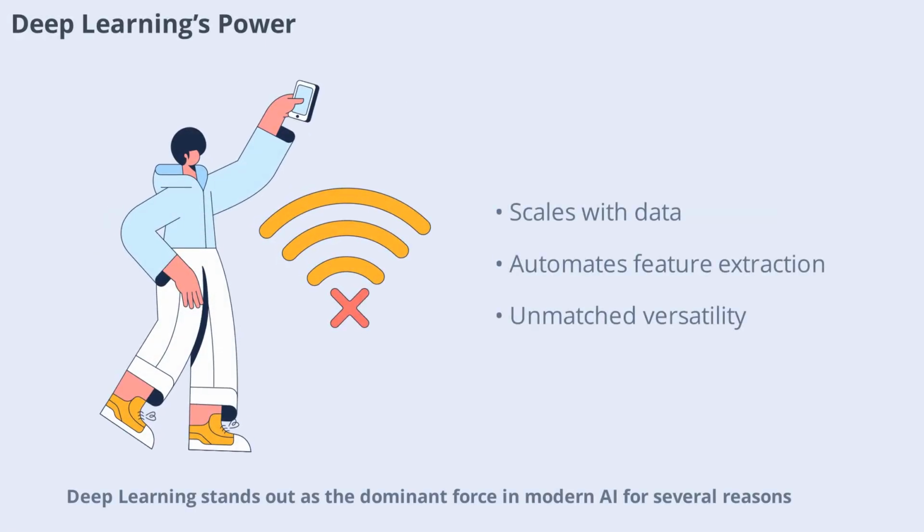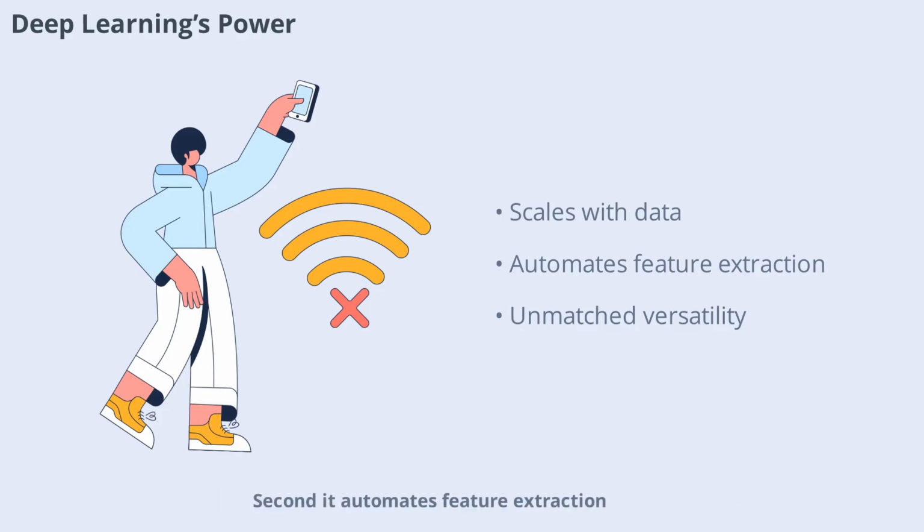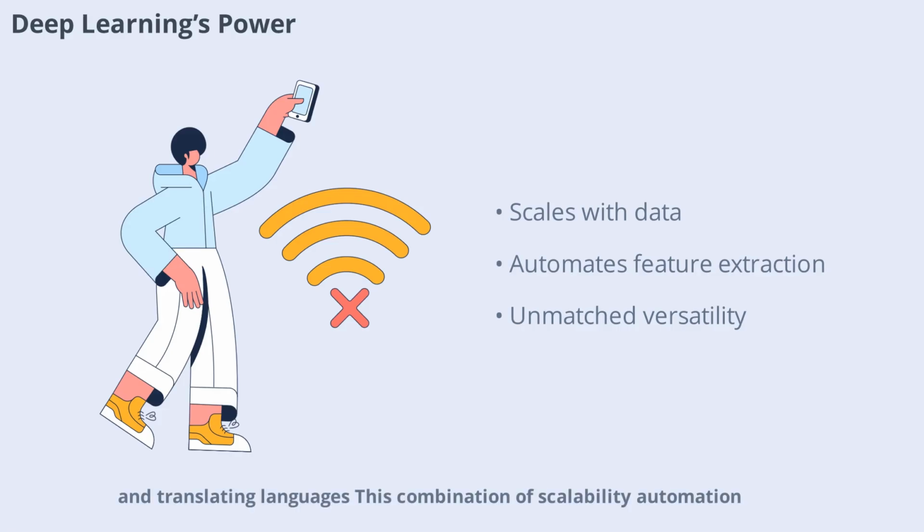Deep learning stands out as the dominant force in modern AI for several reasons. First, it scales with data, unlike traditional machine learning, which plateaus. Deep learning models keep improving as more data and computing power are added. Second, it automates feature extraction, eliminating the need for manual data preparation. Finally, its unmatched versatility allows the same principles to be used for generating art, composing music, driving cars, and translating languages. This combination of scalability, automation, and versatility makes deep learning truly powerful.